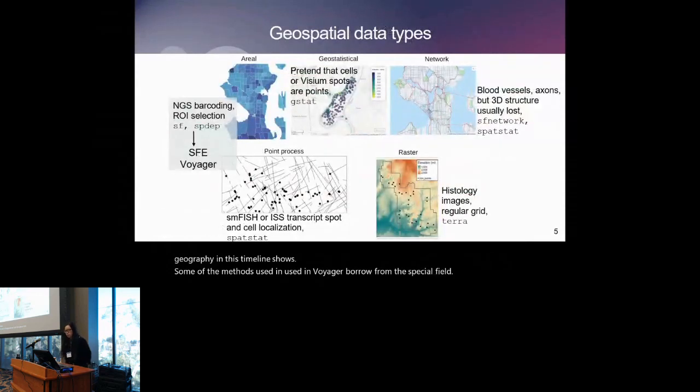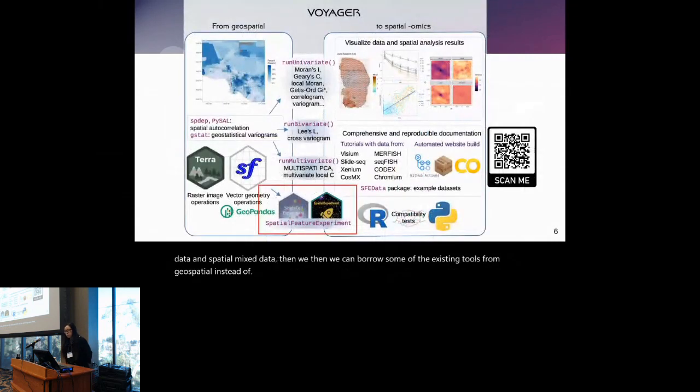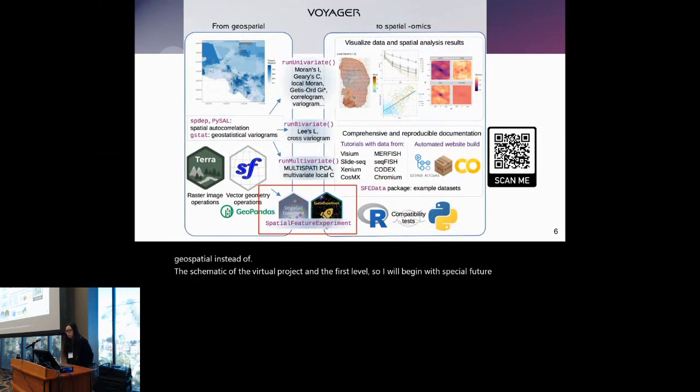From the decades of research, we also have some well-established data structures and data analysis methods for different kinds of geospatial data. So if we can draw an analogy between geospatial data and spatial omics data, then we can borrow some of the existing tools from geospatial instead of reinventing the wheel. So this is a schematic of the Voyager project, and first I will begin with the spatial feature experiment data structure, which the Voyager project is based on.